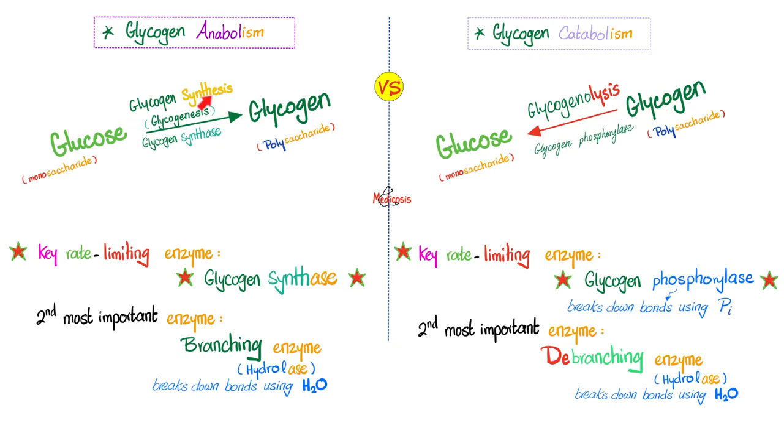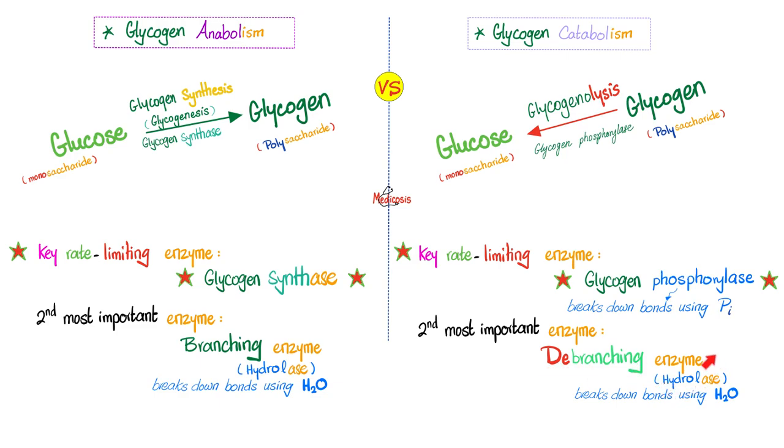Name the process: glycogen synthesis, or glycogenesis. Name the process: glycogenolysis. Name the key rate-limiting enzyme: glycogen synthase versus glycogen phosphorylase. That's the most important enzyme here and the most important enzyme here. What's the second most important enzyme? If you're trying to build up, it's the branching enzyme. It adds branches. But how about glycogen breakdown? It's a debranching enzyme. We're trying to break down, so you remove a branch.